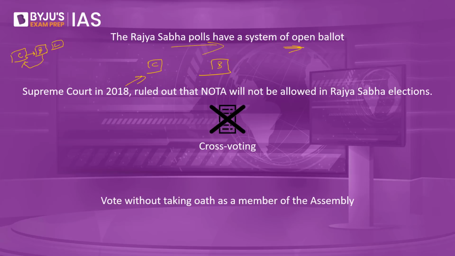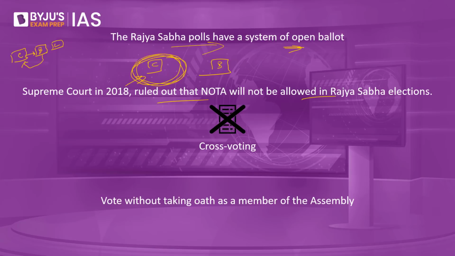So remember, this is an open ballot, and whenever the MLA is casting his vote, he has to showcase this to the authorized agent. Showing a marked ballot to anyone other than one's own party members will also render the vote invalid. The next important factor is with respect to NOTA. The Supreme Court in 2018 ruled that NOTA will not be allowed in the Rajya Sabha elections. What is NOTA? NOTA happens to be none of the above.